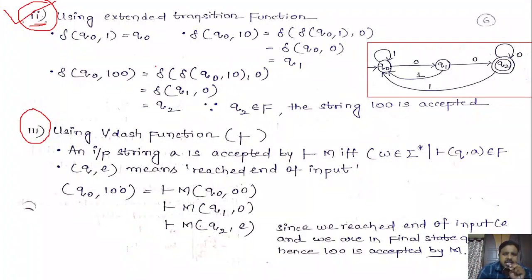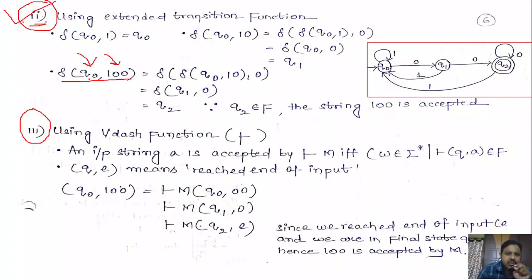First, what is our string? 100. We can directly write delta of, what is the starting state? We need to process the string from the starting state, so delta of q naught comma 100. In the previous slide, I showed how to represent the extended transition function. Since we cannot process the entire string at once, we have to take one symbol at a time.